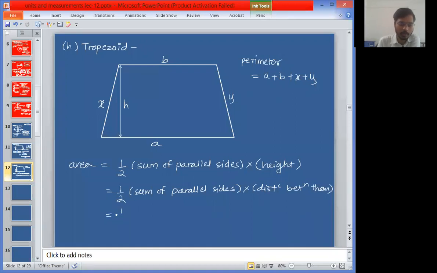1/2 sum of parallel sides. This is a, this is b. A and b are the parallel sides. So 1/2 a plus b into distance between them. What is distance between a and b? A and b distance is h. That's the area. Write it down and tell me. Take your time, understand it, write it, and then reply.